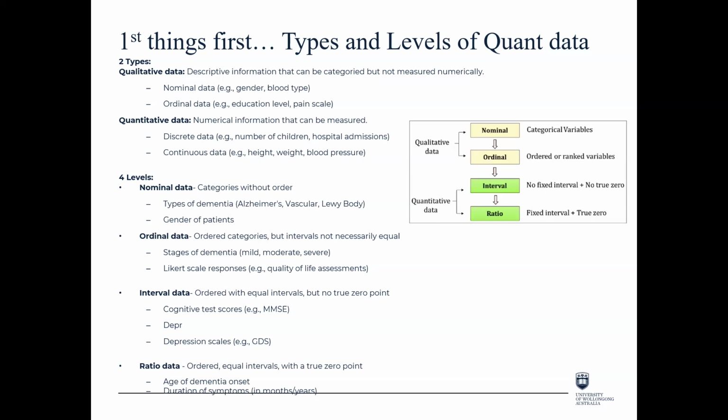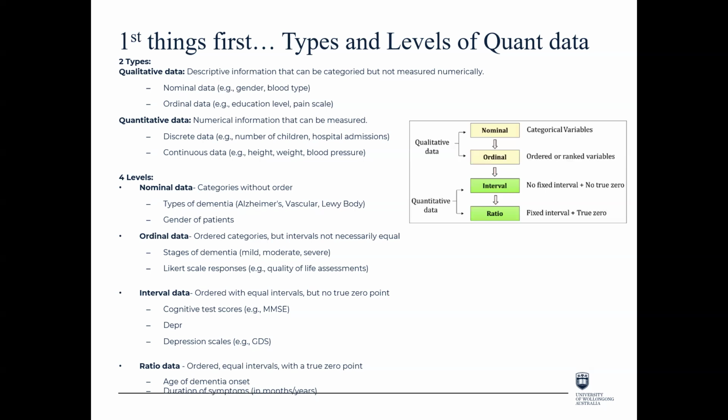So nominal data is sort of the basic type. So that's categories without order. So for example, types of dementia, and it could be the gender of patients. So there's no way of putting these things in an order. So that's nominal data. Ordinal data, ordered categories, but the intervals or the distance between them is not necessarily equal. So that could be the stages of dementia from mild, moderate, or severe, or Likert scale responses.